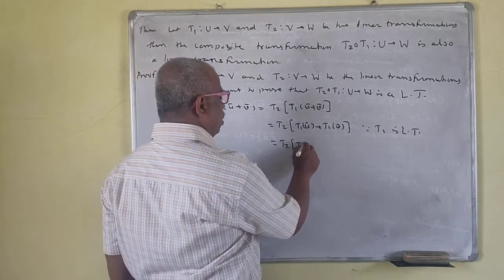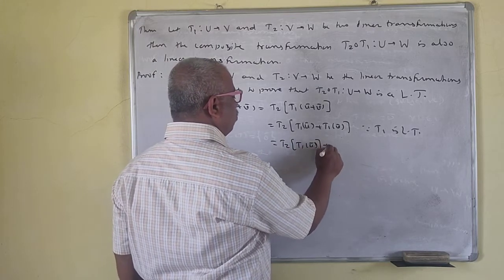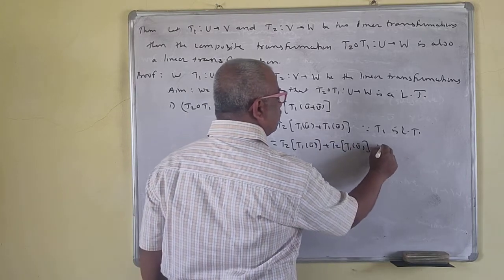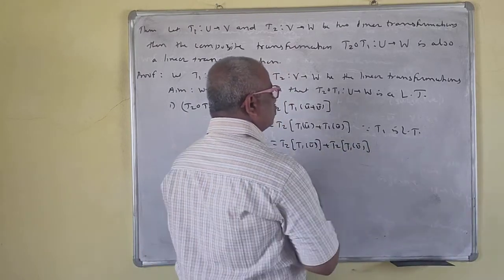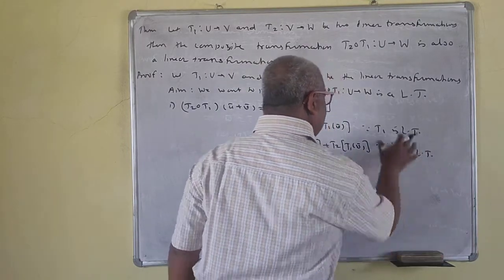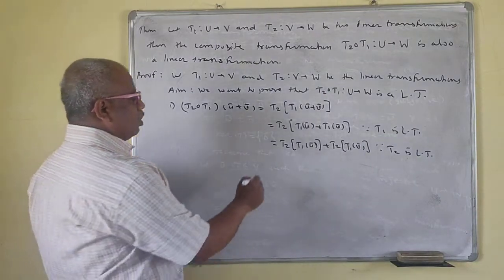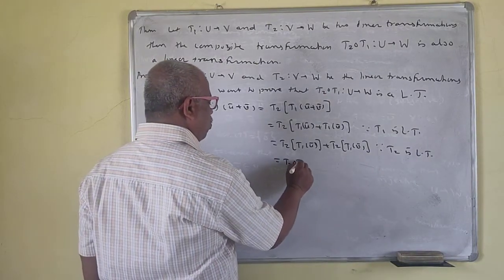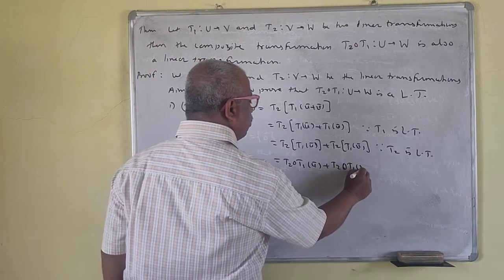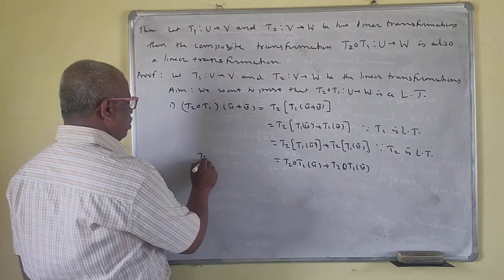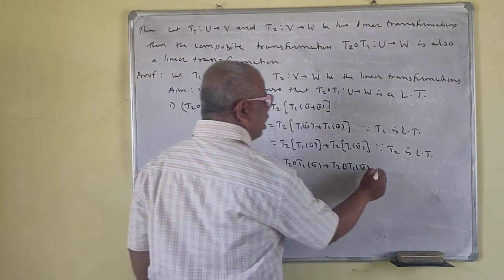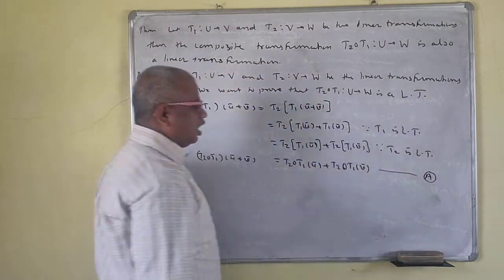T2 of T1 of U bar plus T2 of T1 of V bar, since T2 is a linear transformation. Here you can use the short form. So this is nothing but T2 compose T1 of U bar plus T2 compose T1 of V bar. So this is what T2 compose T1 of U bar plus V bar is equal to. I will call this as A.